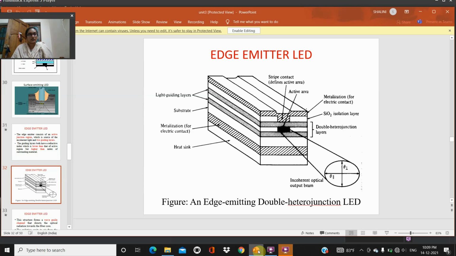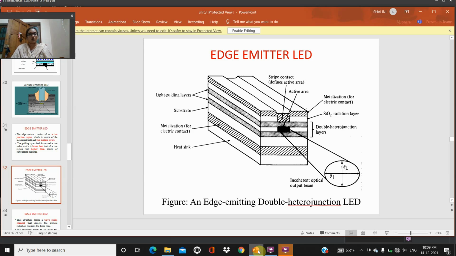In that structure we observe the active region, which has the incoherent optical output beam, and the double heterojunction layers. In the middle of the active region there are light guiding layers, and then the metallization layer. The heat sink will be there. The heat sink improves the lifespan of the LED. Then there are the double heterojunction layer and the SiO2 isolation layer.